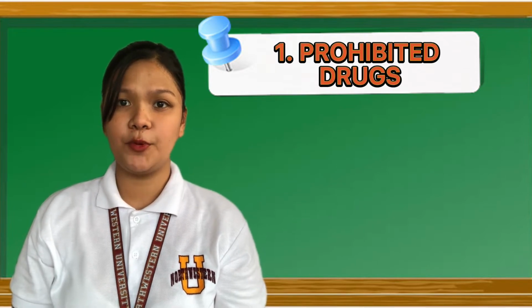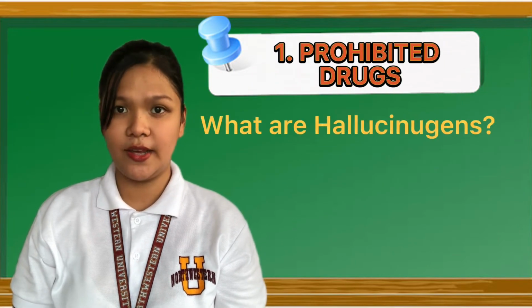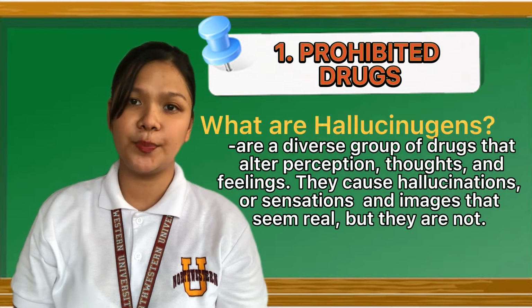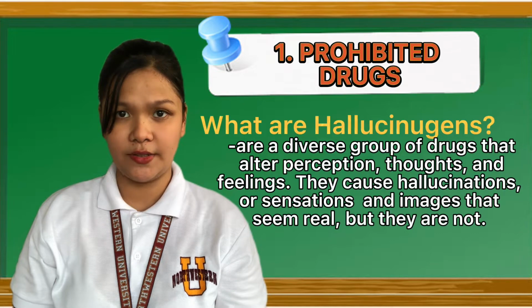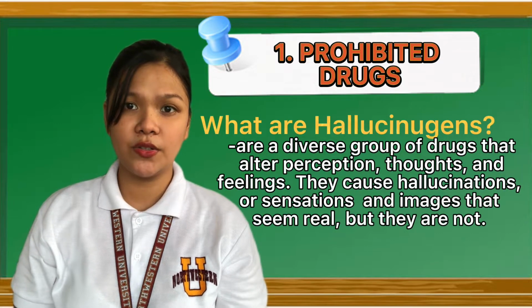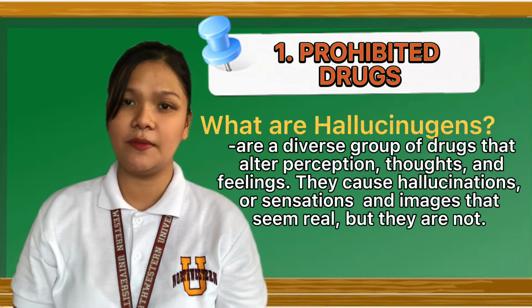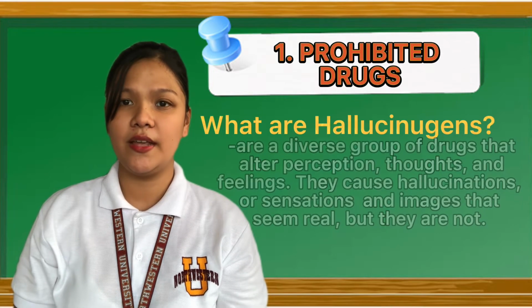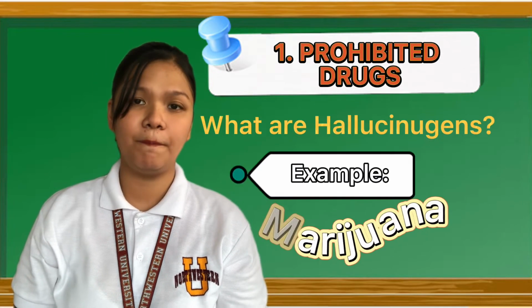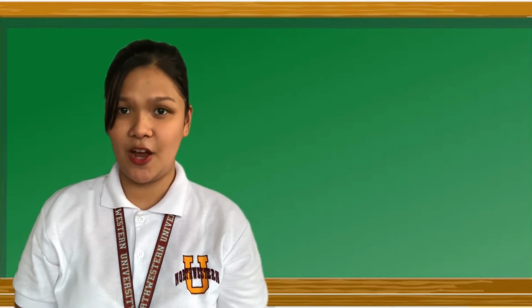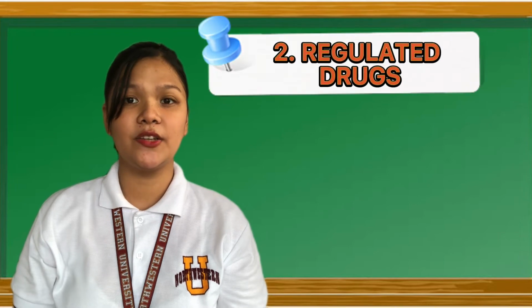The last type of prohibited drugs is hallucinogens, and hallucinogens are a diverse group of drugs that alter perception, thoughts, and feelings. They cause hallucinations, or sensations and images that seem real but they are not. An example of this is marijuana. And now we are done explaining prohibited drugs. Let us now proceed to regulated drugs.